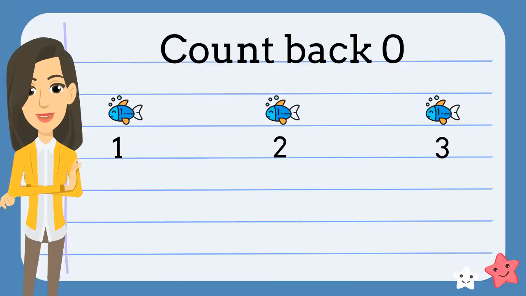When you have 0, it's easy to count back. For example, I have 3 fish. I take away 0 fish. Since I'm subtracting 0, I'm not taking anything away. So the answer is still 3.